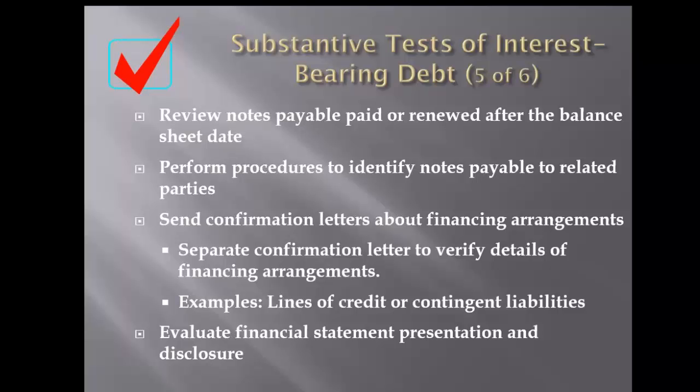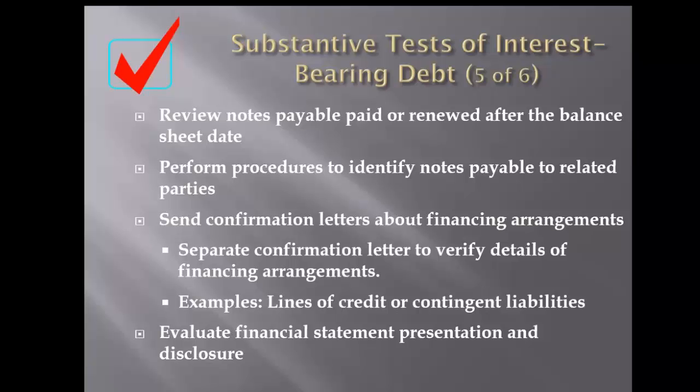We want to review notes payable paid or renewed after the balance sheet date. Perform procedures to identify notes payable related to related parties. Again, if we have related party transactions, these need to be removed. Send confirmation letters about financing agreements, a separate confirmation letter to verify the details of these financial arrangements. So we're looking at lines of credit or contingent liabilities.